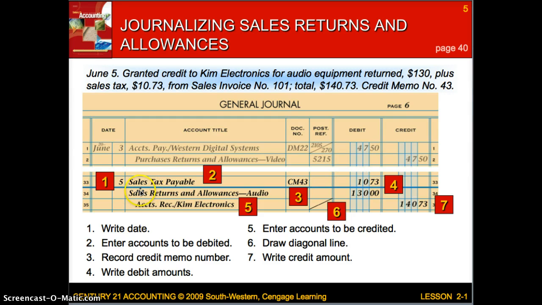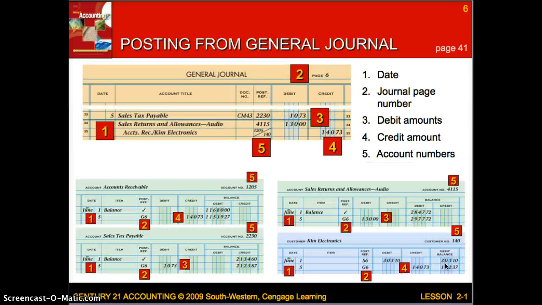We know that you need to debit your sales tax payable and your sales returns and allowances because we need to credit our accounts receivable. This tells you right there, granted credit to Kim Electronics because we have returned those. Because we were thinking we were waiting for money from her, we need to go ahead and credit that back out. And our sales tax payable and returns will be debited. When we're done with that, that's all you need to do for journalizing a return and allowance.